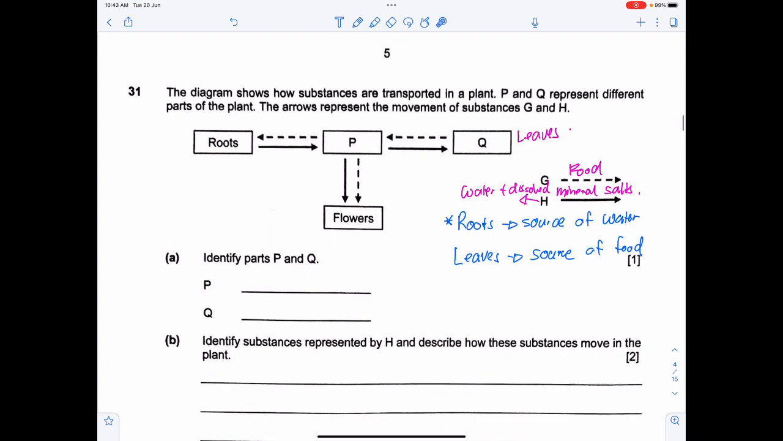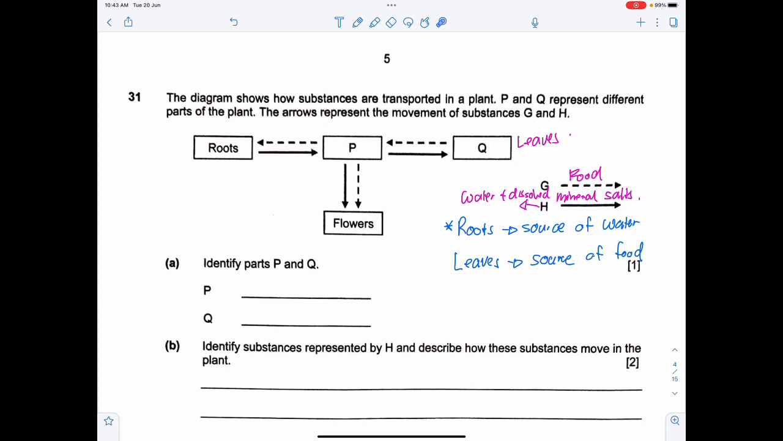Alright? So identify parts P and Q. So what is in the center of O? Center of O will be your stem, right? This is your stem. It's the one whereby it connects everything. And your Q will be your leaf, or leaves for plural.